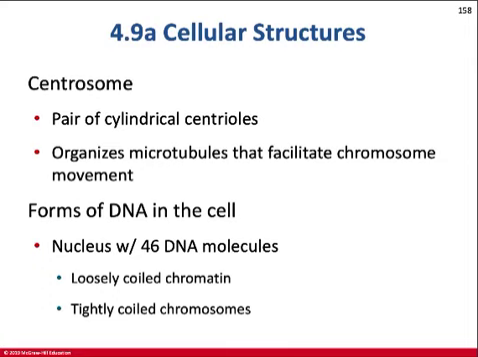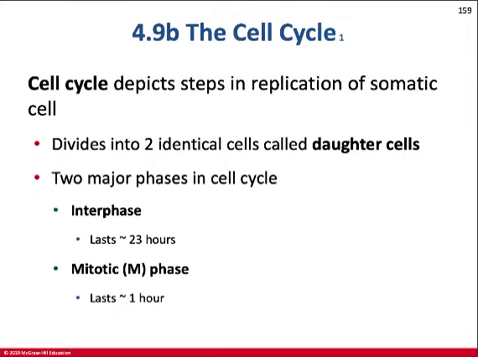Okay? The centrosomes are just the cylindrical structures that organize the microtubules that promote the chromosomal movement, forms the DNA in the cell. The nucleus, containing 46 DNA molecules, goes from chromatin to chromosomes during the process of prophase. The microtubules attach to the constricted mid portion of the chromosome called the centromere, okay, and then the microtubules, which are on opposite sides of the centromere, will pull the duplicated chromosome in half.